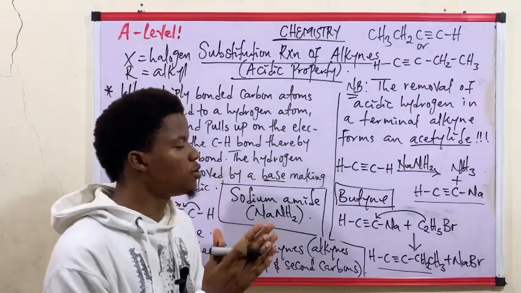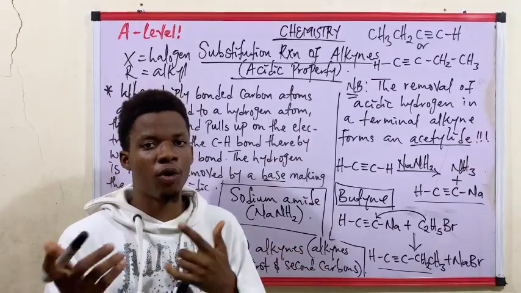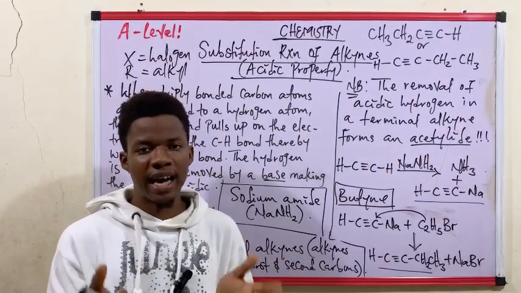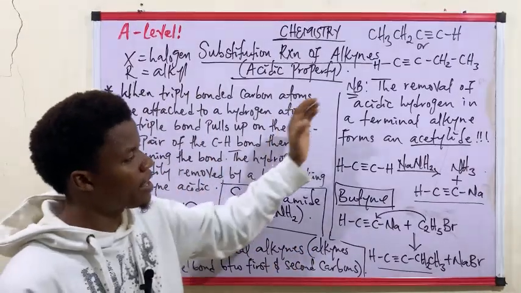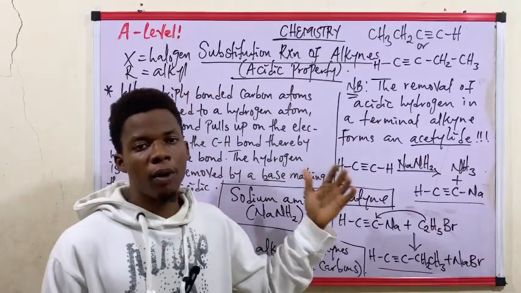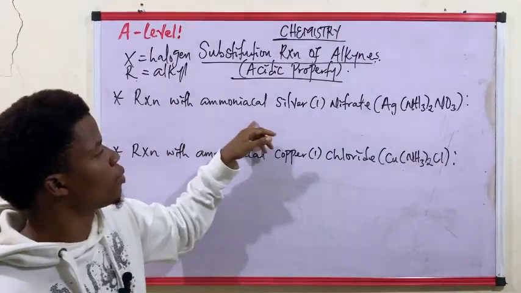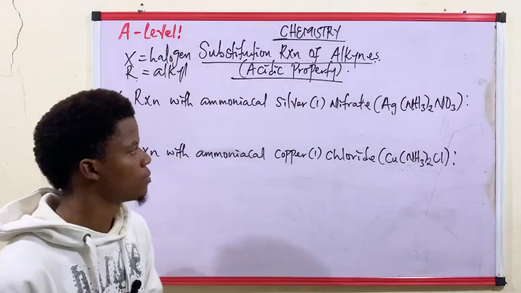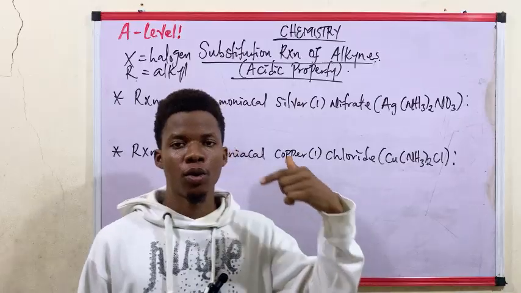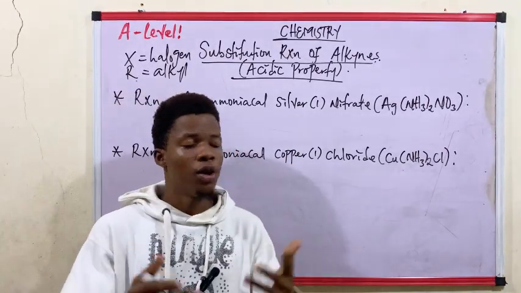Now let us go into the most famous substitution reaction of the alkyne. Now you understand the step and the principle. Now let's go to one of the most famous substitution reactions of the alkynes: reaction with ammoniacal silver 1 nitrate and reaction with ammoniacal copper 1 chloride. So these two are the most popular substitution reactions of the alkynes.